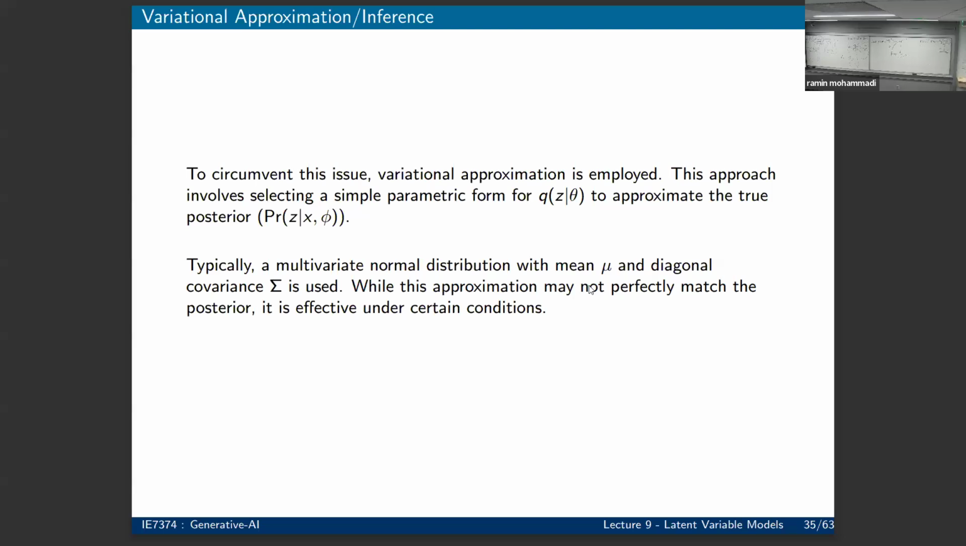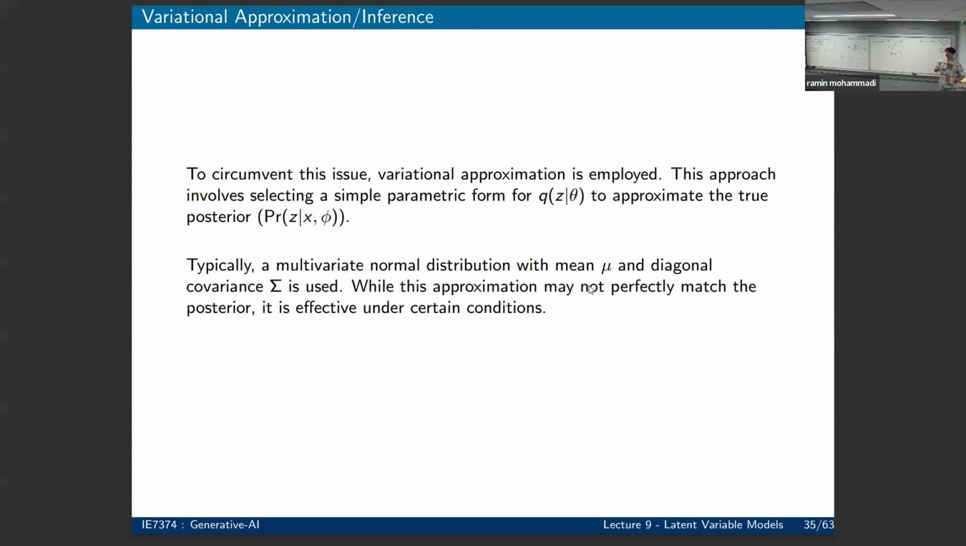Now we're going to talk about something called variational approximation or variational inference. That's something we use in VAE. These two terms mean basically the same thing. The idea is that we have this Q, which we introduced via the concept of importance sampling, as a proposal distribution that we're going to sample from.